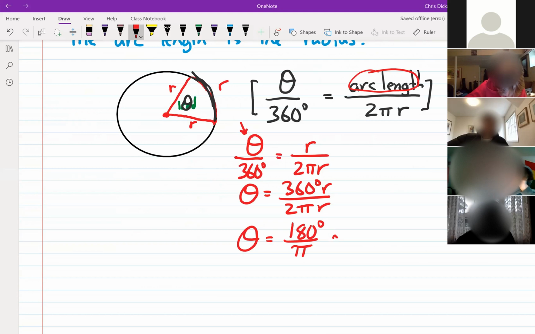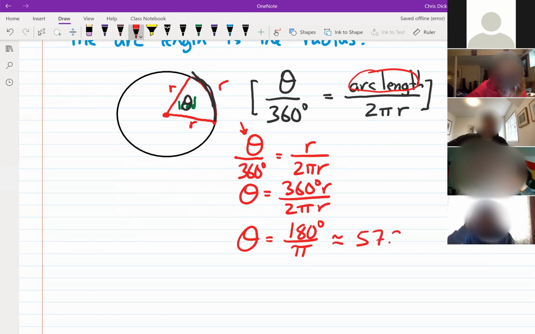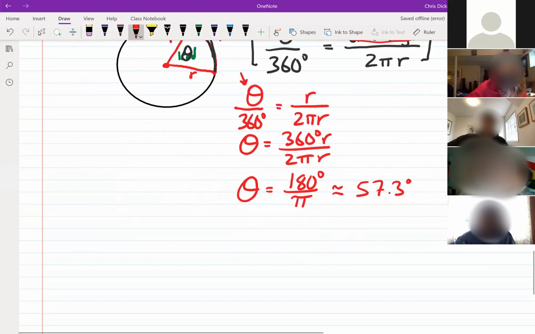And if you use your calculator and you say 180 divided by pi, I'm getting about 57.3 roughly. So really 1 radian is about 60 degrees. It's around 60 degrees here. So that still probably doesn't make a lot of sense, but let's talk about how we use it now.